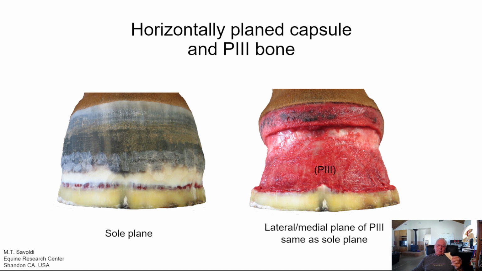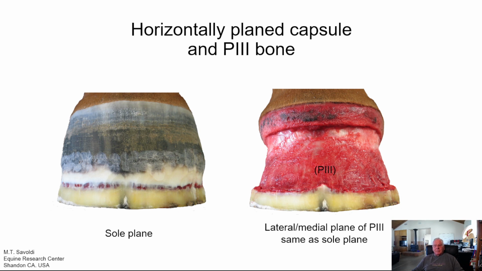And once we start studying the pathologies to this bone, you will see a change in our common thought when it comes to how to shoe a horse. But that's down the road. So let's see, what happens if we were to alter the plane of this capsule? What will that do to the plane of the P3 bone?